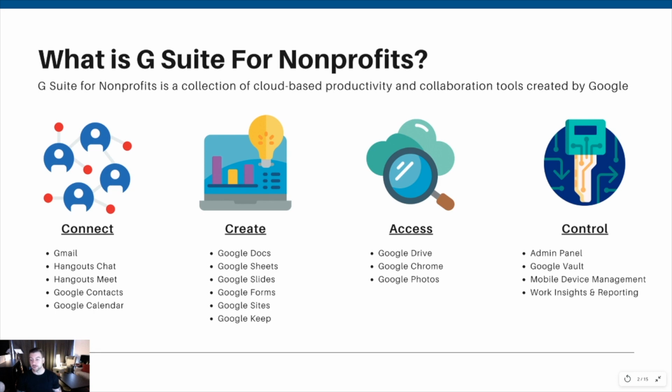Google Chrome is something where you're going to be able to access the web and access the majority of these tools through. And Google Photos is a free photo hosting application where you're going to be able to store an unlimited number of photos that get organized by AI.